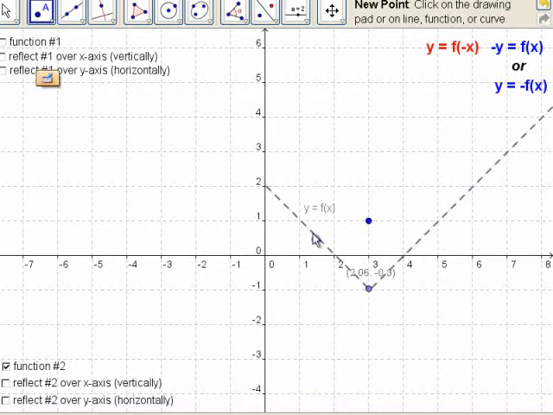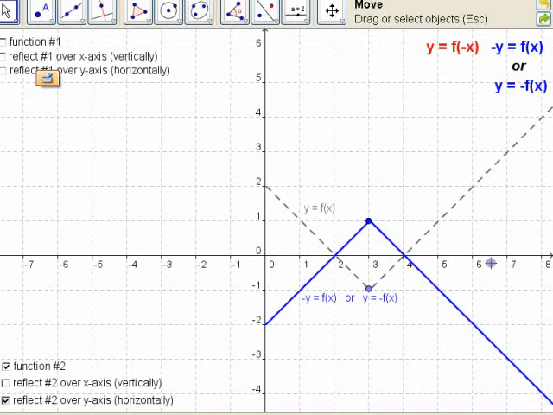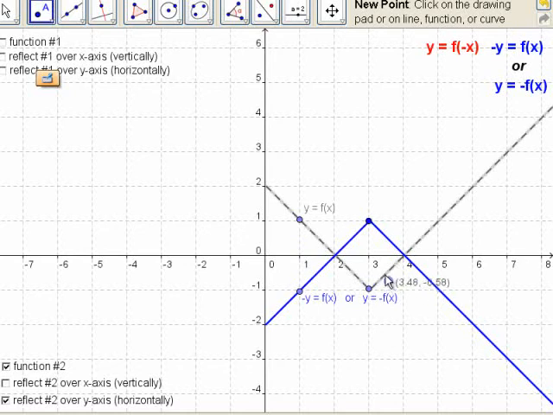If this is the original function and I reflect it, I replace y with negative y, it's going to be there, right? That's a reflection across that axis. If I give you a starting function and you replace y with negative y, every point changes. This point goes here. A point that's below is going to go about there somewhere. You switch every y coordinate, and that gives you your reflected function.